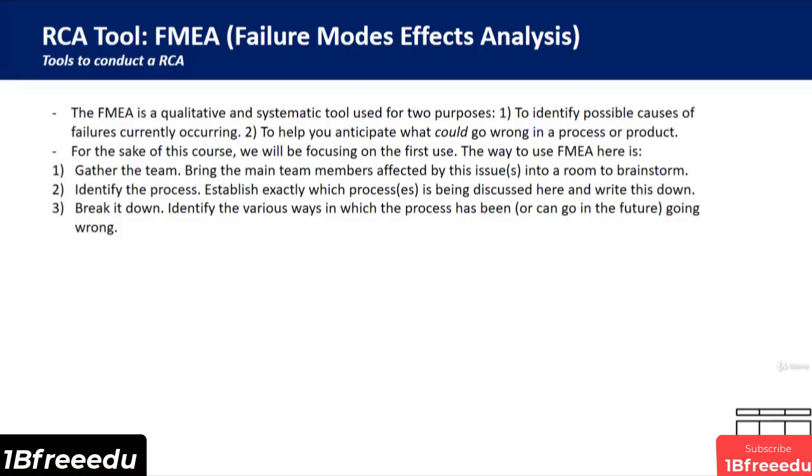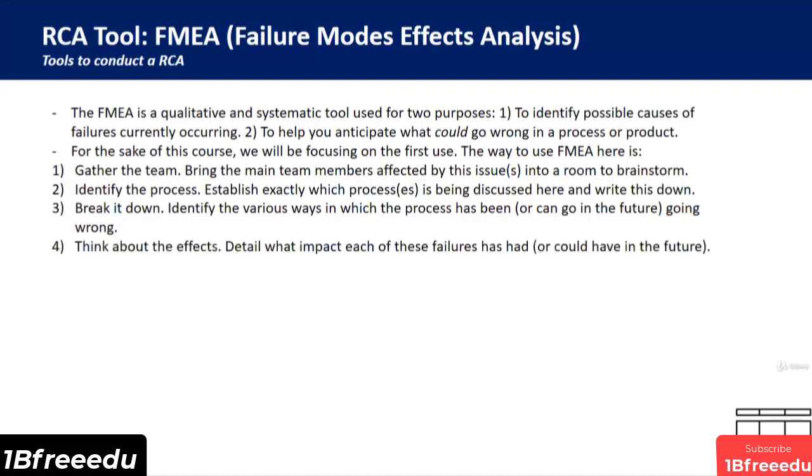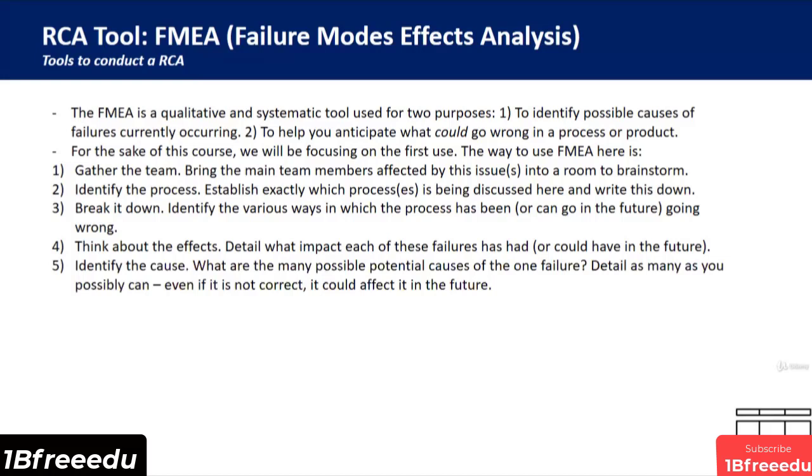Now, often you get these ideas that will come from your fishbone diagram, right? We've got all these different potential causes. You can bring a lot of those into this if you need to. You then want to think about the effects. So detail what impact each of the failures has had. So what is the effect of each one of these failures? So again, this is where we're going into more detail. We've talked about the potential causes in the other tools, but what could the effects be of these?